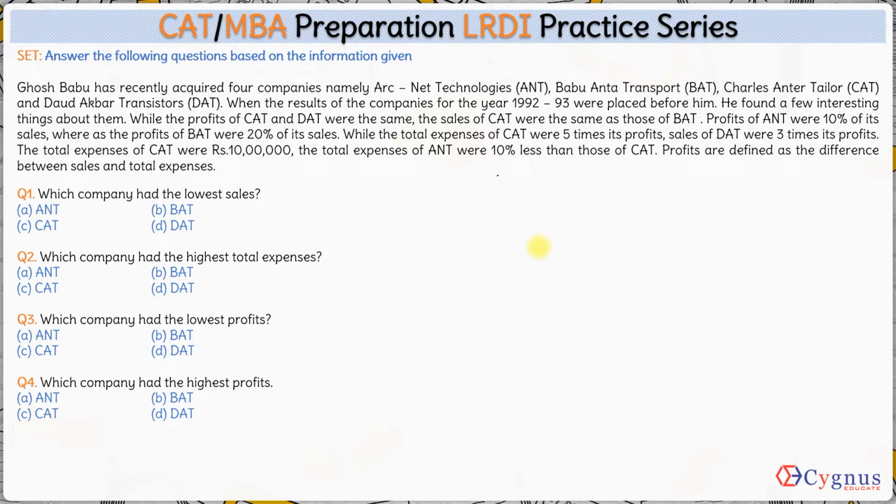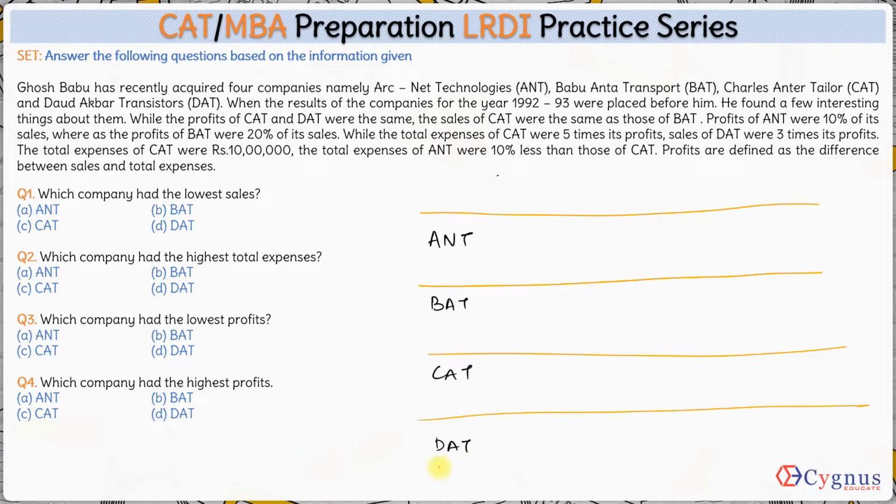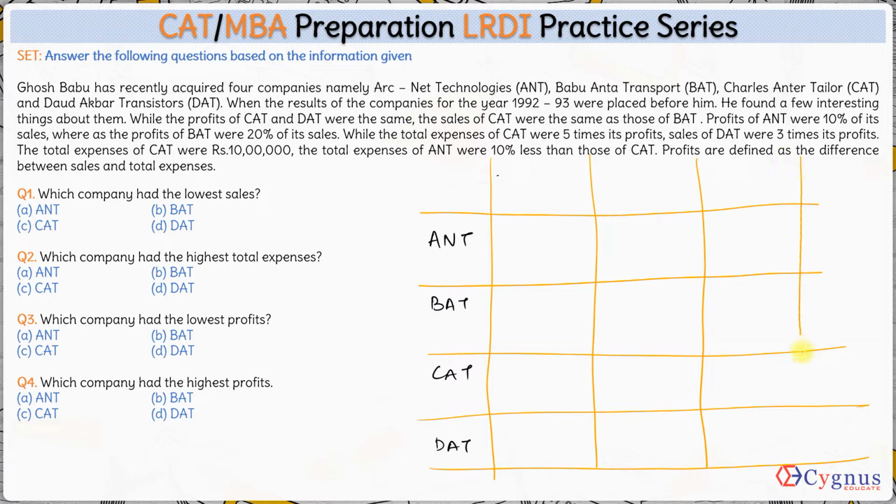Hi. So here in this set, very simple set actually, we have to figure out the sales, the expenses and the profit for 4 different companies, which are A&T, then BAT, then CAT, and then DAT. Okay, these are the 4 companies that we have. Let me draw the table so that it would be easy to visualize things. Sales, expenses and profit. Okay, so let's start.